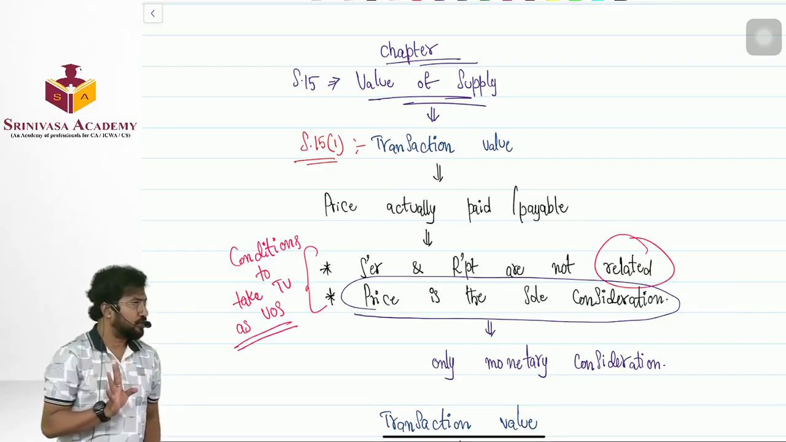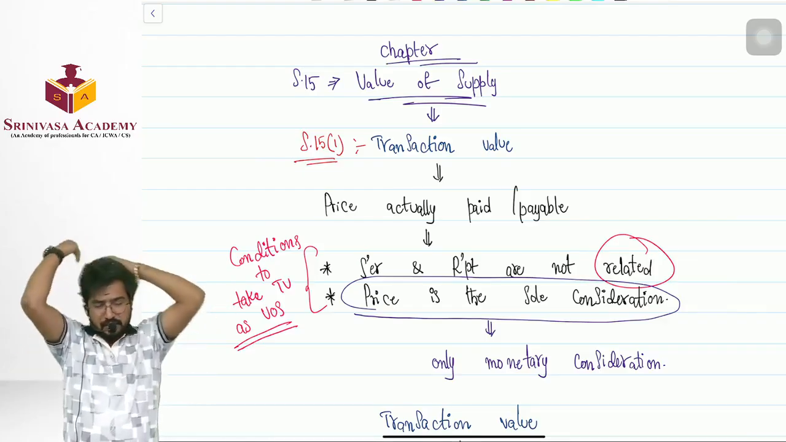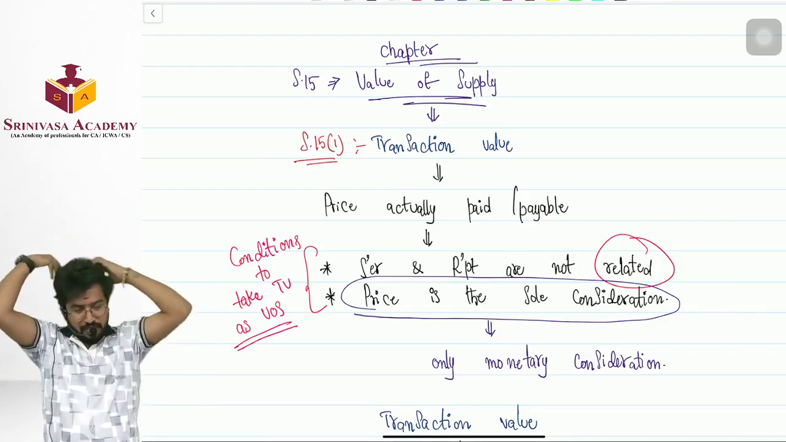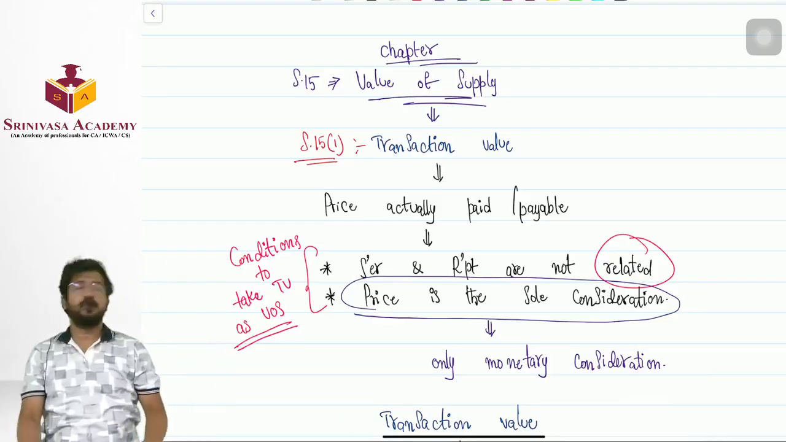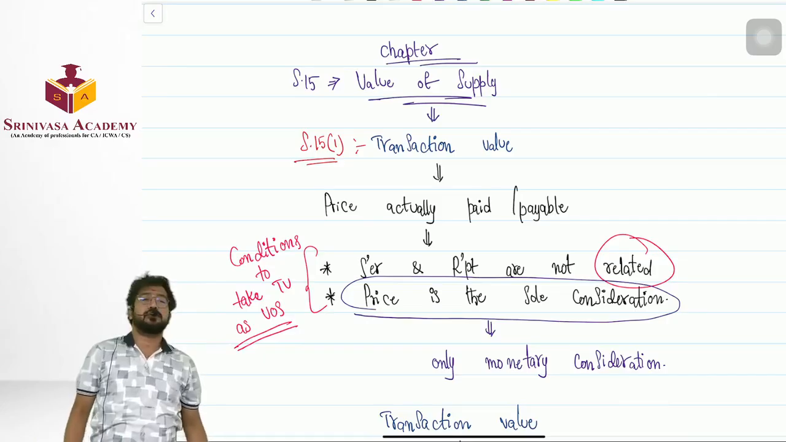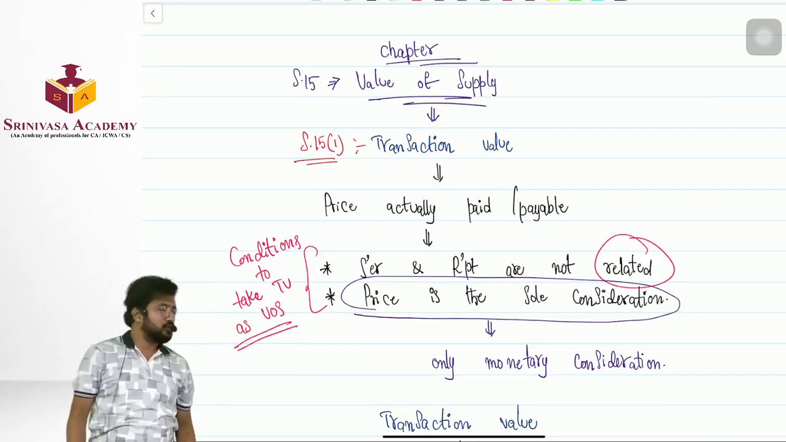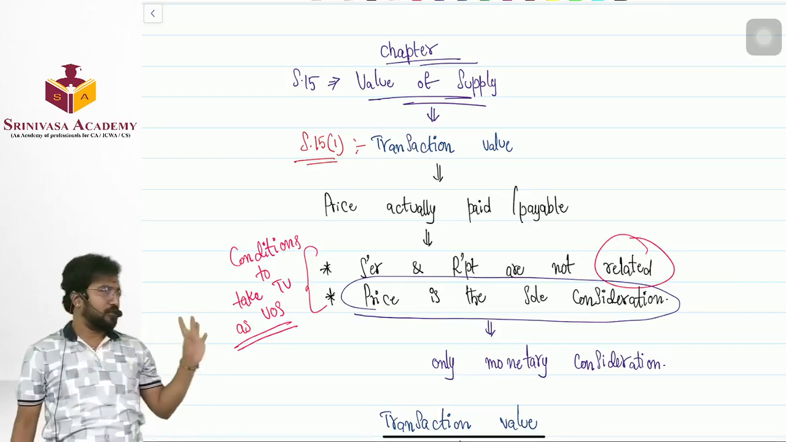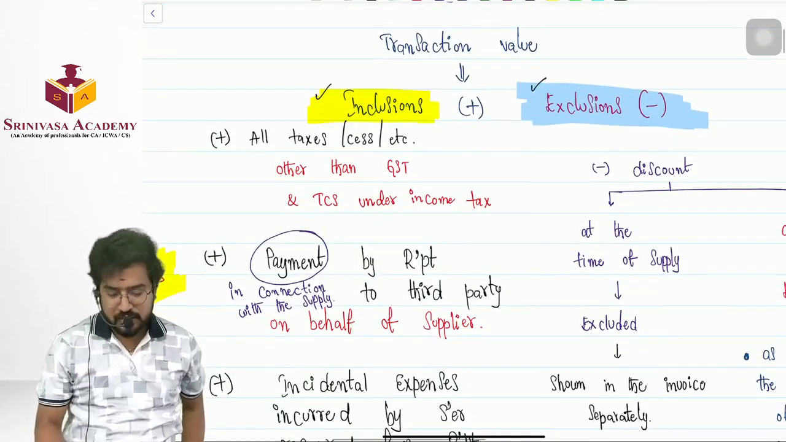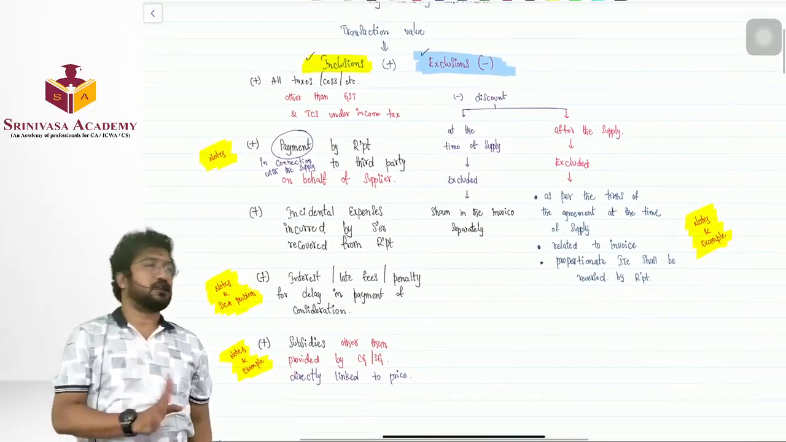Shall we continue? So I repeat, listen. What is transaction value? Price actually charged, paid or payable. But what are the conditions to take this price? Supplier and recipient must not be related, and price is the sole consideration. In that case what will you take? Transaction value as value of supply. Simple. But for this the law says there are 5 inclusions and 1 exclusion.